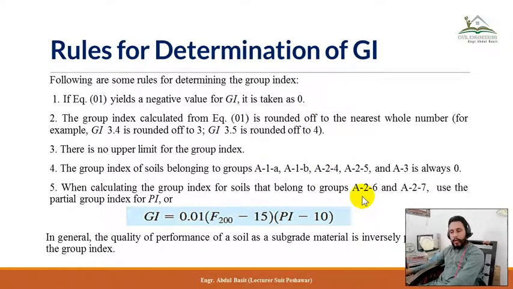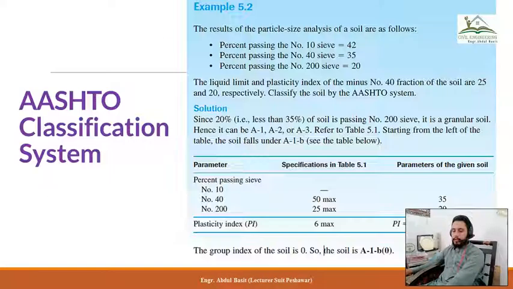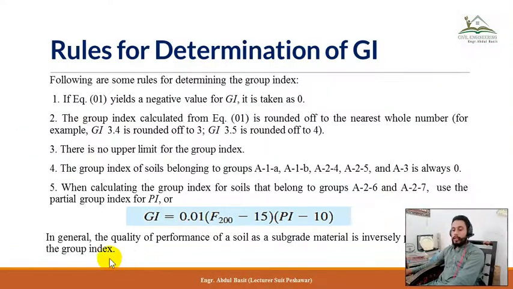Okay, why? When it is falling in the A2-4 group and A2-5 group, for these groups there is no need to calculate, the group index will always be equal to 0. Okay, this is an important thing.